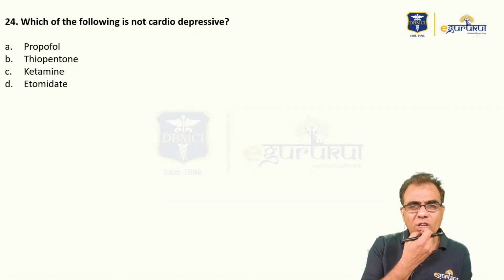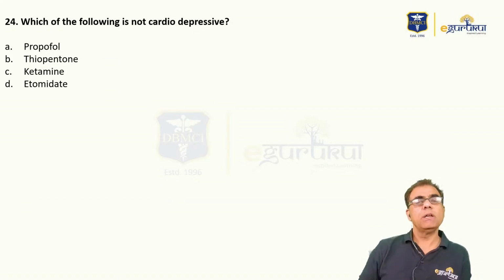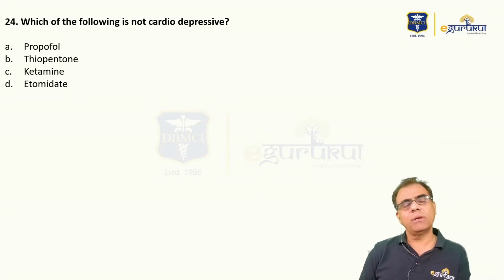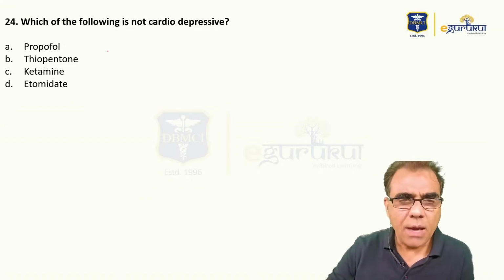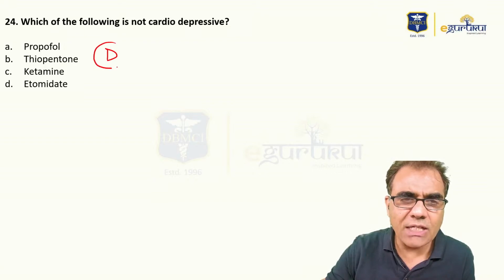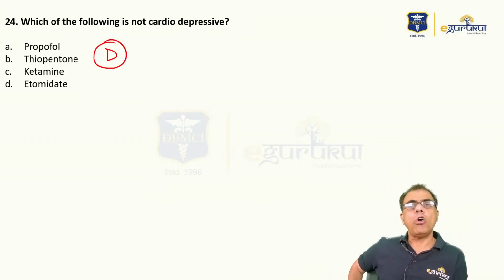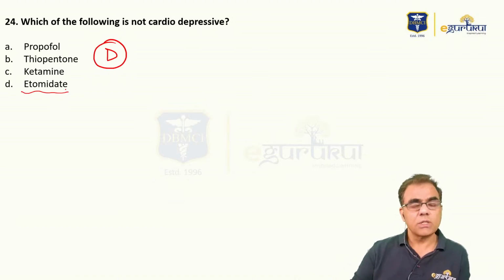Which of the following is not cardiodepressive? Propofol, thiopentone, ketamine, etomidate. Yes, the most cardiac stable IV agent is etomidate, making it the IV agent of choice for all cardiovascular patients, cardiac patients, as well as vascular surgeries. Etomidate, most cardiac stable IV agent.